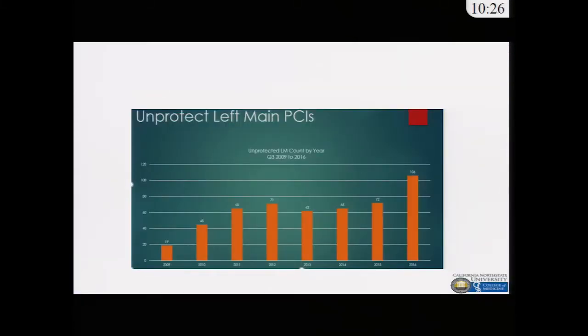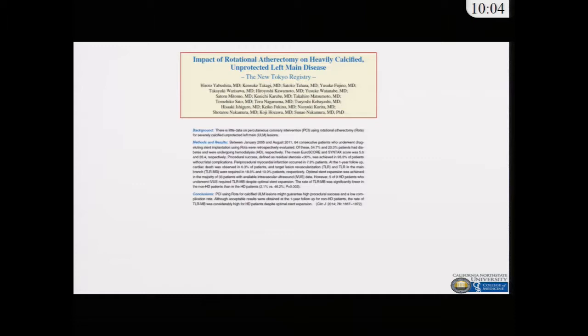In my practice, as we talked about more complex disease, even though I do a lot of CTOs, and in the past we were told that we treated a lot of left main coronary disease because of failed bypass surgeries, in reality, the biggest growth in my practice has been unprotected left main coronaries. And I want to talk a little bit about the different tricks that you can use for using rotational atherectomy.